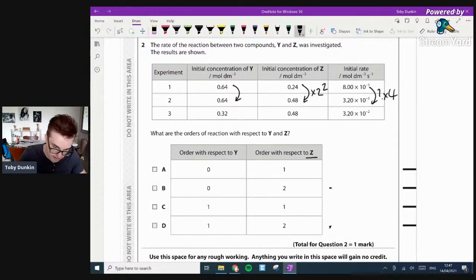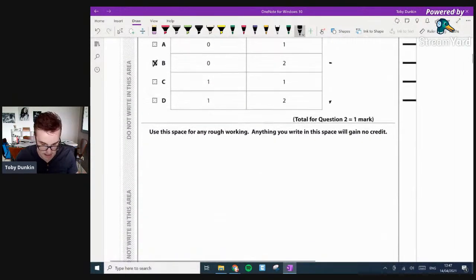The next one is in reactions, I'll just remove that. In reactions 2 and 3, Y has been halved and Z has been kept the same. And in this case, the initial rate has done absolutely nothing, which means Y must therefore be 0 order. Nice and straightforward bit of stepping there.